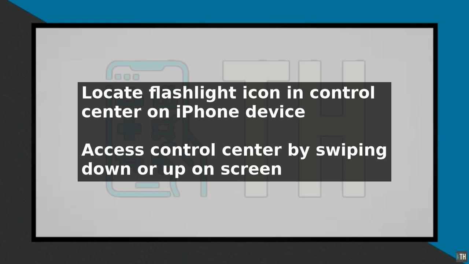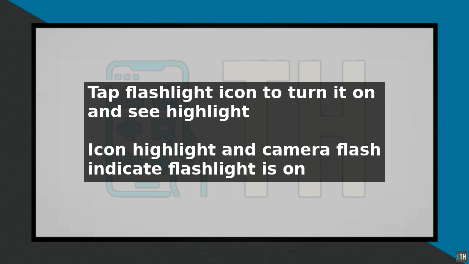To access the control center, swipe down from the top right corner of your iPhone screen if you have an iPhone 10 or later, or swipe up from the bottom of the screen if you have an iPhone 8 or earlier. Once you have accessed the control center, look for the flashlight icon, which resembles a small flashlight. Tap on this icon to turn the flashlight on. You will know the flashlight is on when the icon is highlighted and you see a bright light coming from the camera flash on the back of your iPhone.